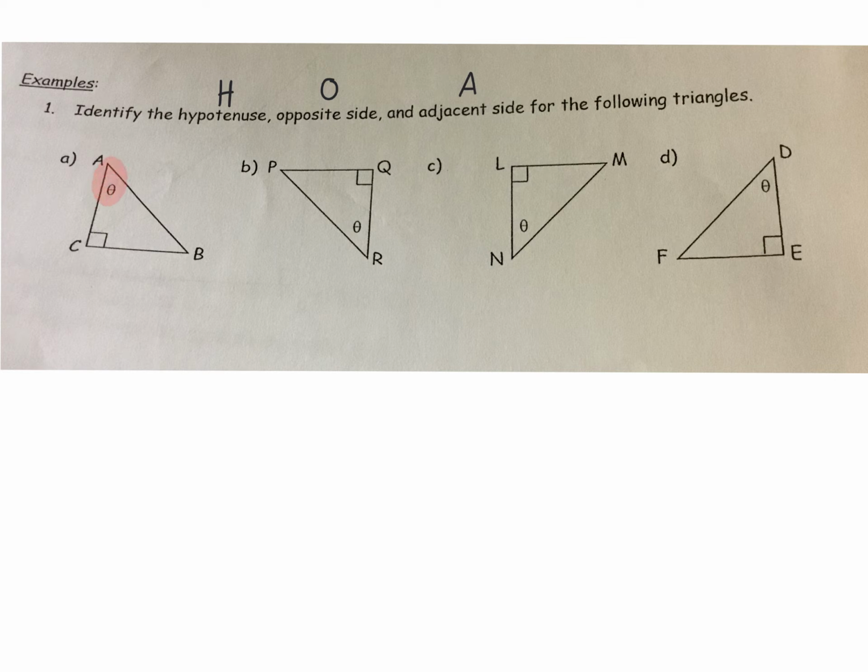A. See that symbol? This is telling us in reference to angle A, we have to figure out which side length is opposite angle A, which one's adjacent, and the hypotenuse never changes, right? The hypotenuse is always across from the right angle. So let's start by labeling the hypotenuse for all of them. So which side length is the hypotenuse? Side length AB, everyone agree?